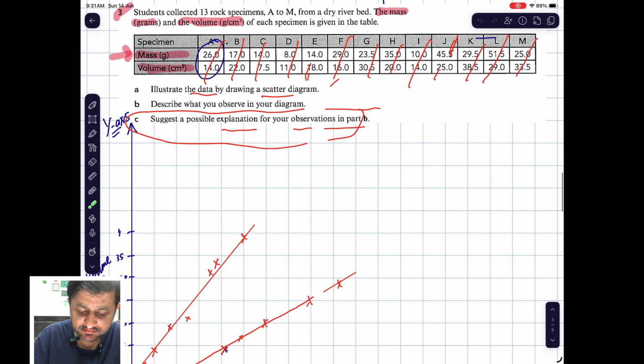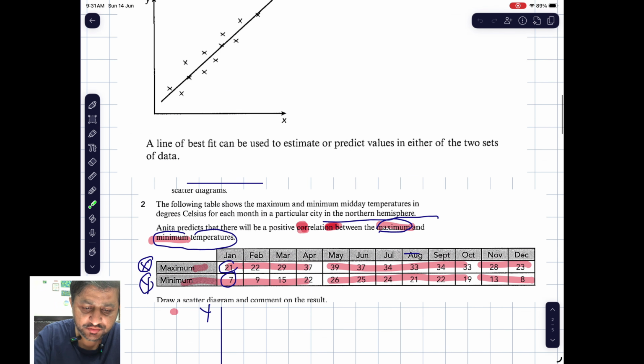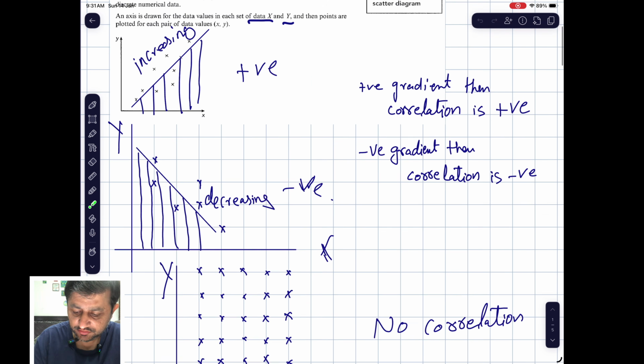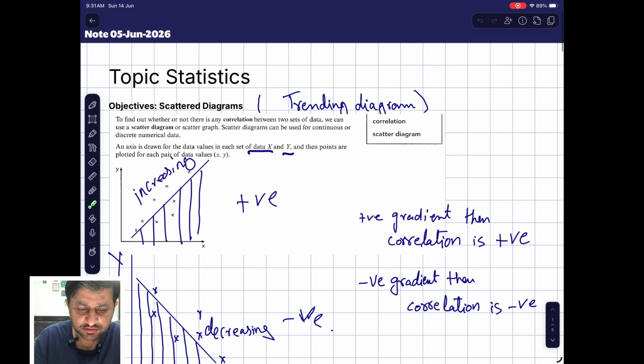I will just mark the dots against these numbers, 21 and 7. So if I'm not wrong, let me check 21 at maximum here. So for 7 on the x-axis, and so on, you can check for 22, and it is at 9, and so on. This correlation is a positive correlation, and this is the line of best fit.